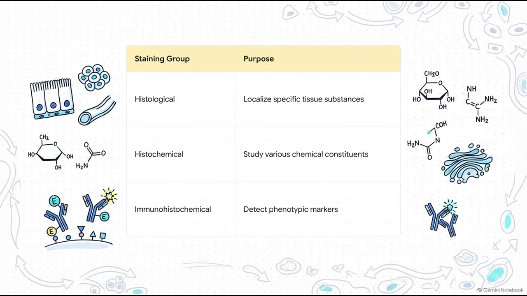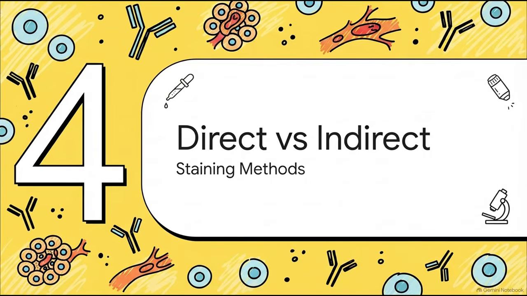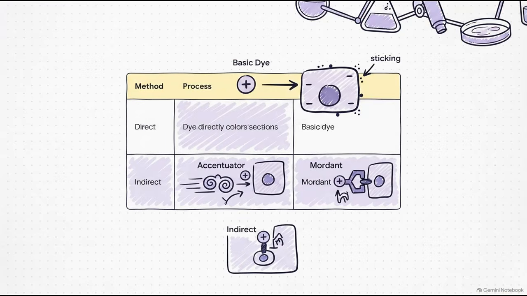That last one uses incredibly precise labeled antibodies, either fluorescent or enzyme labeled, to detect specific phenotypic markers. Section 4, direct versus indirect staining. Let's look at how this builds into the actual mechanics of coloring the tissue.